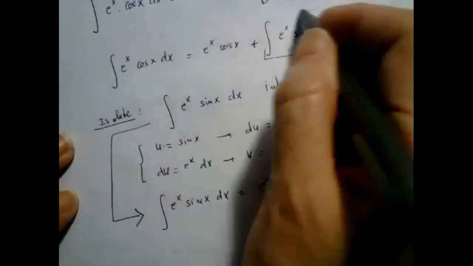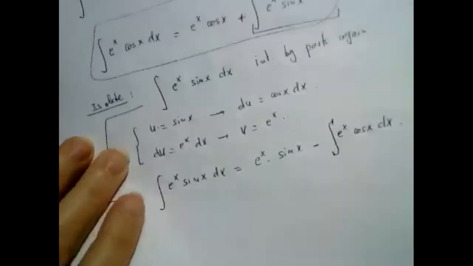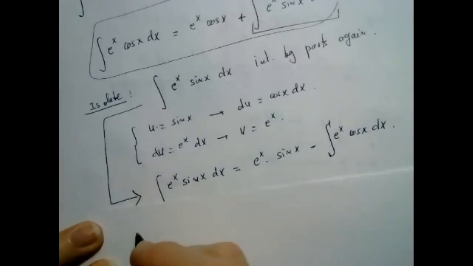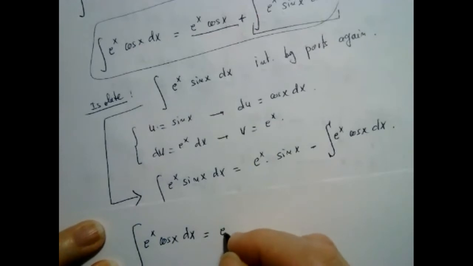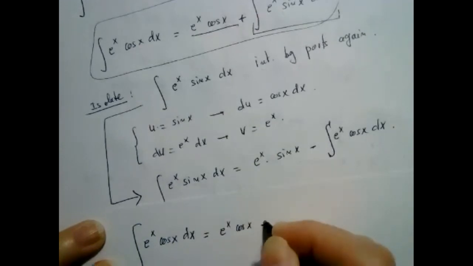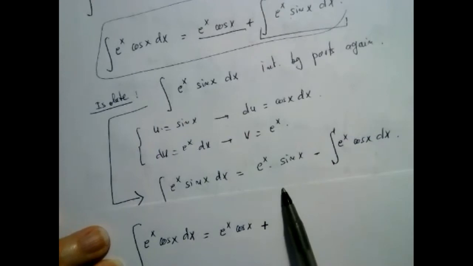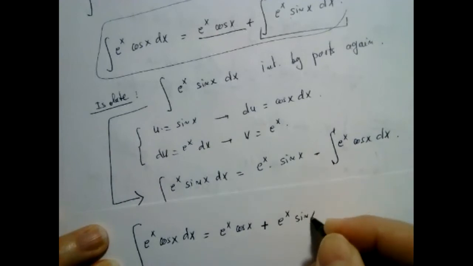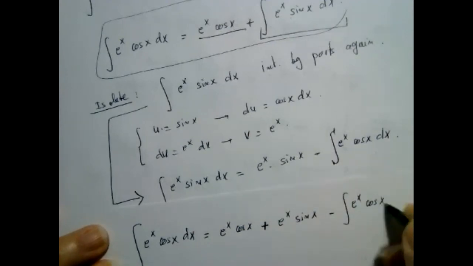I'm gonna go back here and substitute this integral by what we got. I would like to keep everything in front of us right there. So we have the following. The integral of e to the x cosine x dx will be equal to e to the x cosine x, that's the same, plus, instead of the integral of e to the x sine x, I'm gonna replace it by its value after we did integration by parts. So this would give me e to the x sine x minus the integral of e to the x cosine x dx.